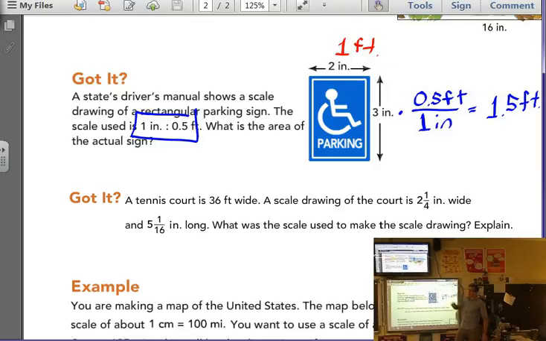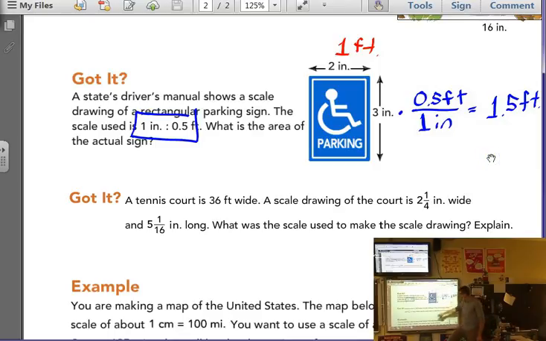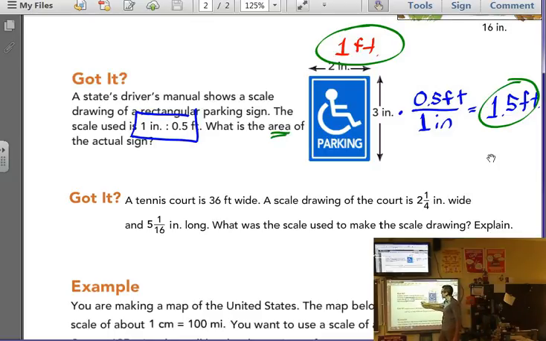Any questions on that? But don't you have to find the area? It says what is the... Oh, yeah. So here's the thing about finding area. Length times width, right, or whatever 2 dimensions we have. What happens when you multiply by 1? It stays the same. So when I multiply 1 by 1.5, the area just turns into 1.5 feet squared. You just got to make sure you have the right label there.